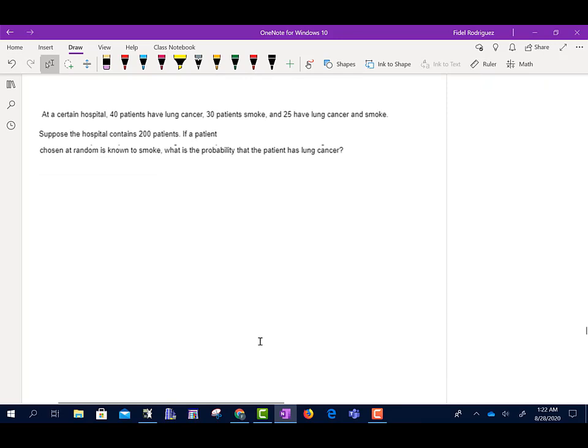Okay, let's take a look here. So this next problem, I'm going to show you how to do using something called a Venn diagram. You might have seen this in Math for Teachers Part 1, but if you didn't, I'm going to walk you through it here. So it says, at a certain hospital, 40 patients have lung cancer, 30 patients smoke, and 25 have both lung cancer and they smoke. Suppose a hospital has 200 patients, and a patient chosen at random is known to smoke. What's the probability that they also have lung cancer? Okay, so let's see if we can do this using a Venn diagram.